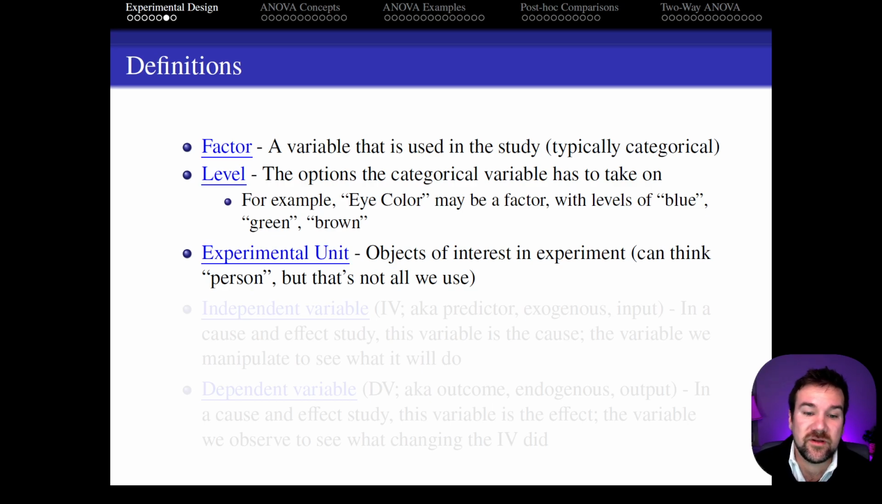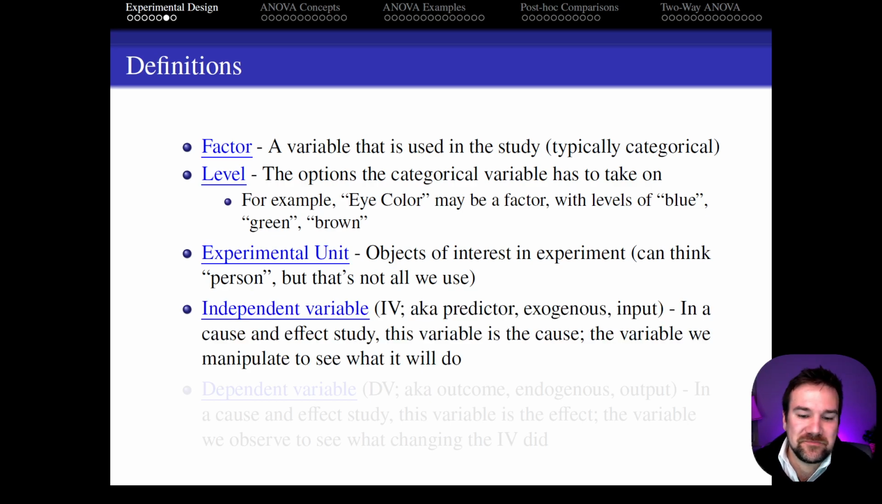The experimental unit is essentially the object of interest in the experiment. So what are we collecting the data from? And again, I use people often, but that's not always the case. Sometimes you'll see this shortened to EU. And if I'm trying to be formal, sometimes I'll drop in this term experimental unit or EU, but typically I just say people because, again, I do a lot of social research.